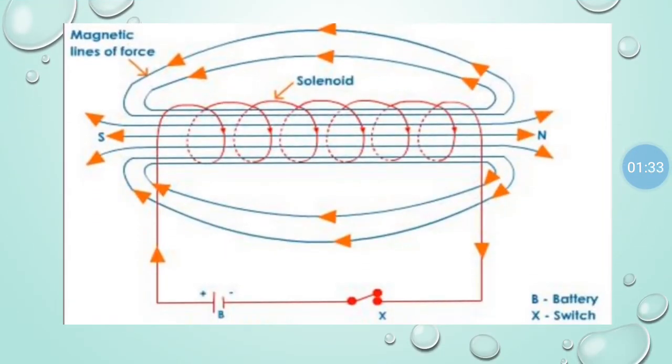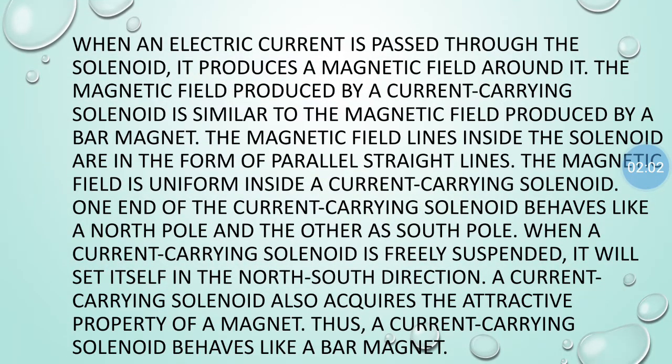Now this figure shows the magnetic field due to a current carrying solenoid, which is similar to the magnetic field produced by a bar magnet. In this figure, the magnetic field lines inside the solenoid are in the form of parallel straight lines. This indicates that the strength of magnetic field is the same at all the points inside the solenoid. The magnetic field is uniform and strong inside the solenoid.